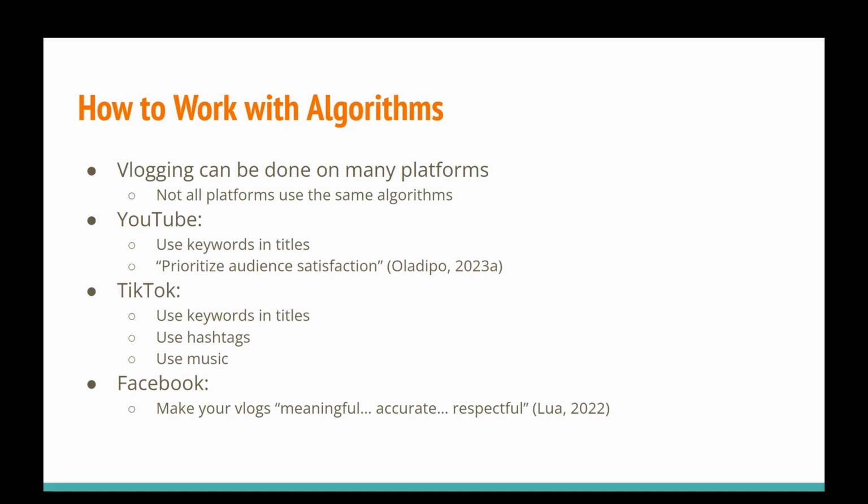TikTok can also be helpful with keyword use. We also want to make sure we use hashtags or popular music. That way, when you're searching for certain hashtags or certain music, you can find videos, such as your vlog, that have already used them. As for Facebook, the algorithm makes sure that they feature content that is meaningful, accurate, and respectful, as Lewis said in 2022.